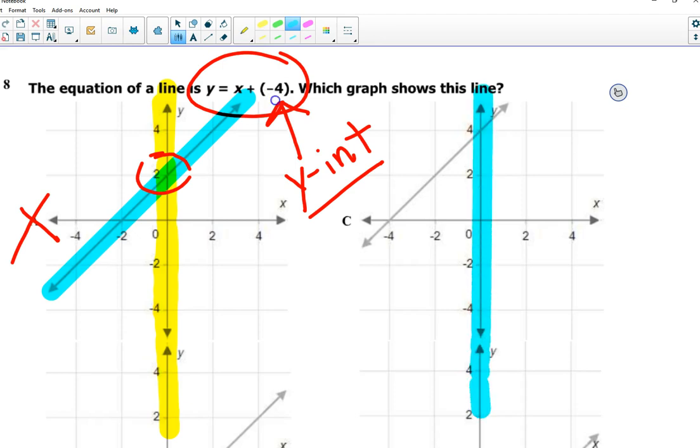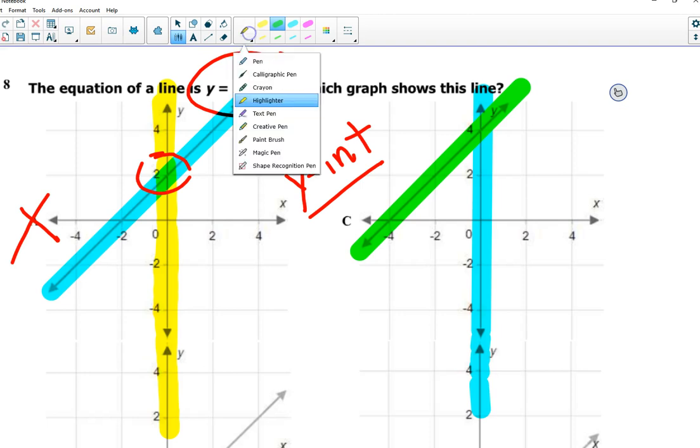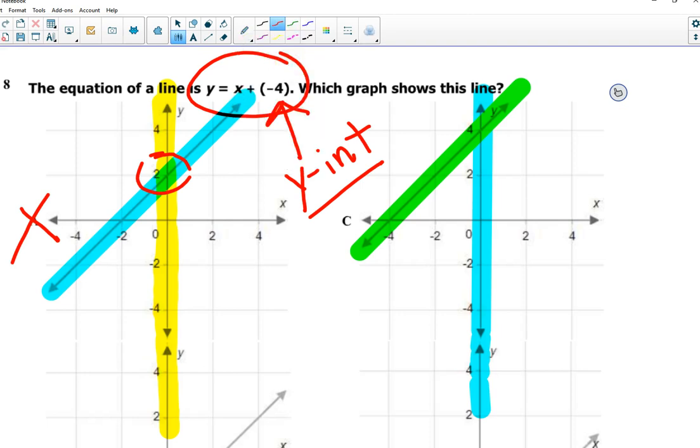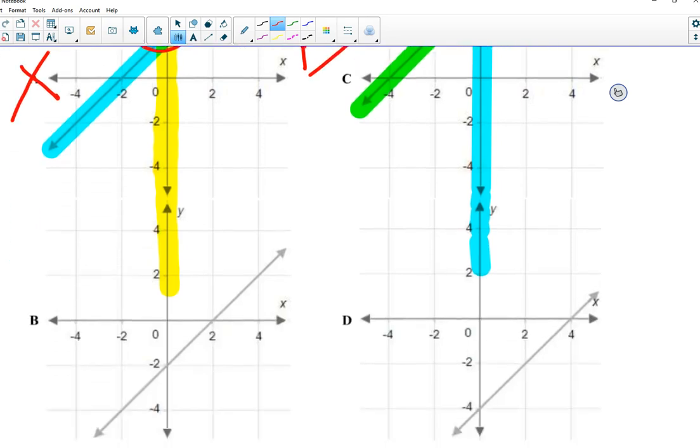You see where, oops, I went too far. Where does my y hit the line this time? 4. So is it the right answer? It is not the right answer. Why is it not the right answer? Because that's 4, and we want -4. I almost got it wrong myself. So let's move down to the next one.